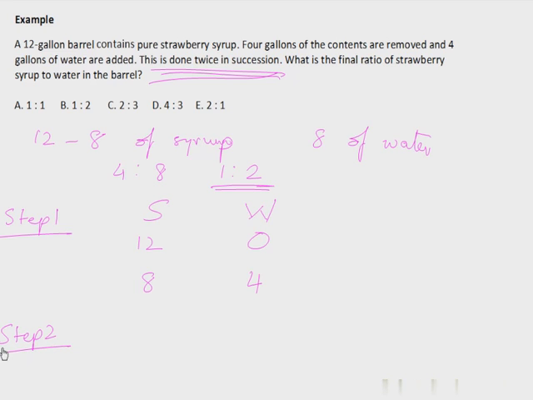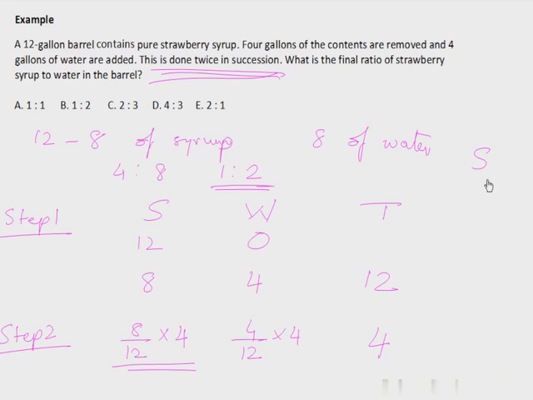What is the total? The total is still 12. And I'm removing how much? I'm removing 4. I'm removing 4 gallons of this total. How much of it is strawberry syrup and how much of it is water? So obviously strawberries to total is 8 is to 12. So 8 over 12 into how much I'm removing, 4, is the amount of strawberry syrup that's being removed. And 4 over 12, which is the ratio of water in the total, times 4 gives me the amount of water that is being removed. I'm more concerned with how much syrup is being removed. So this is the amount of syrup being removed.